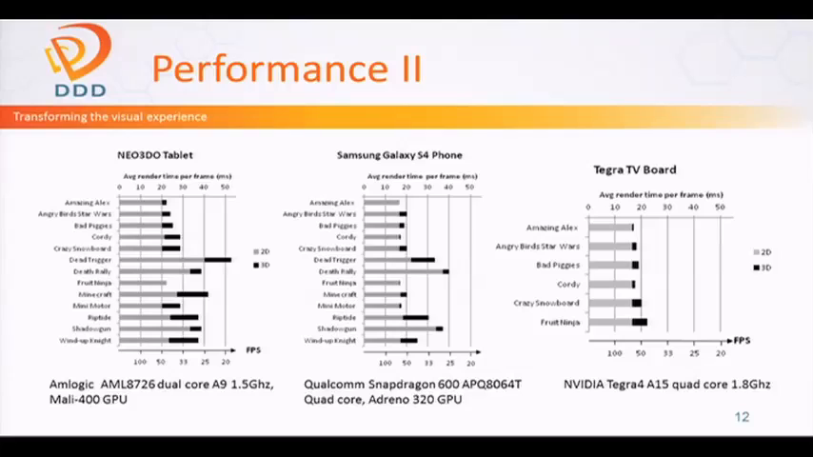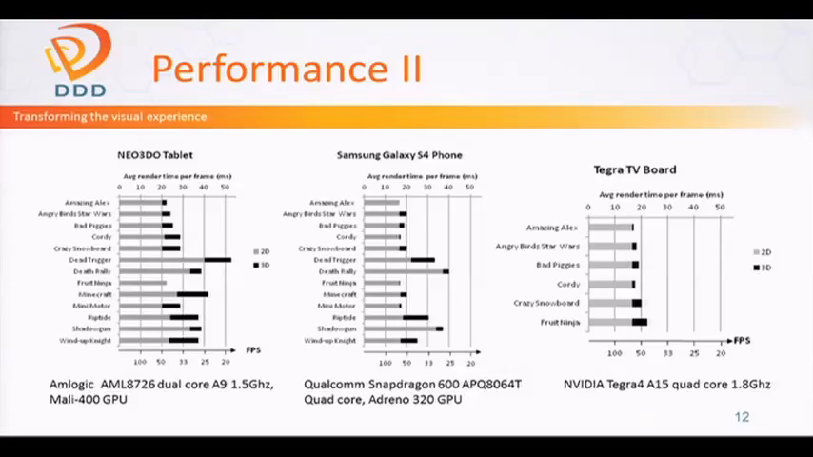So to look at some performance figures for some games more generally, to give you a sense of how that pans out in practice when you're playing games on different platforms, we've got 3 different systems. This is a Neo 3DO tablet. It's an autostereoscopic tablet that some of you may be aware of. It's based on a fairly lower cost, I guess, processor. It's an AMLogic dual-core A9.